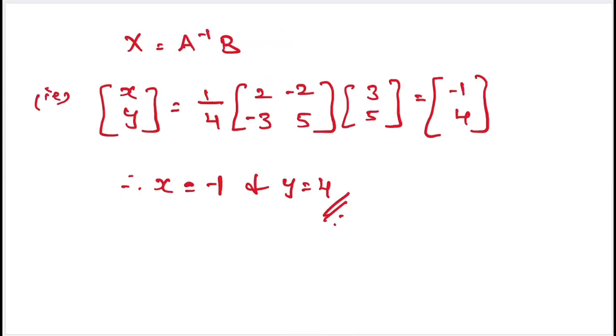Then use the formula x is equal to A inverse B and multiply the matrices to obtain the values of x and y. That is, the matrix x y is equal to 1 by 4 into the matrix 2 minus 2, minus 3 5 into the matrix 3 5, which is equal to the matrix minus 1 4. So therefore we get x is equal to minus 1 and y is equal to 4.